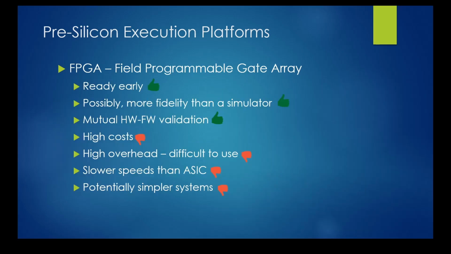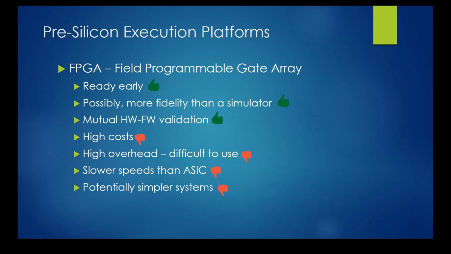So, an FPGA model of our ASIC chip can be ready early, which is good. Possibly, since it is based on the real hardware, it can be closer to the real hardware than a simulator. As a bonus, when the firmware runs on those FPGA models, it can give feedback about hardware bugs. So we have a sort of symbiosis between the firmware and the hardware development and validation.